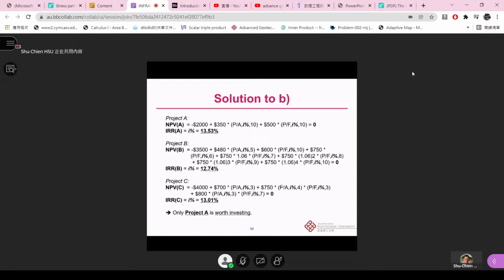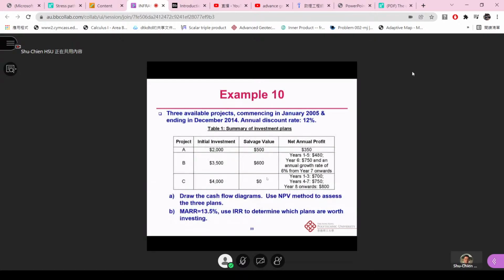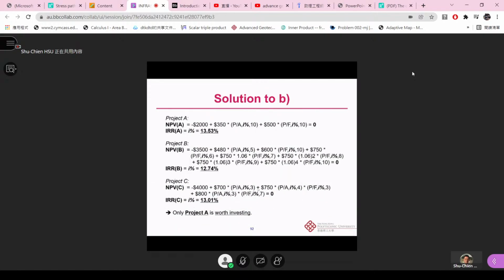And project C will be 13.01%. So if we look at this, if the MARR, as we said, is 13.5%, then only project A is worth investing, because its IRR is a bit higher than the MARR of 13.5%. All right, so that's good.